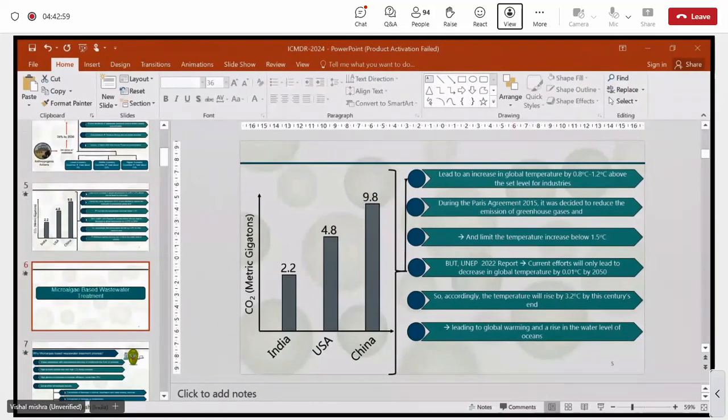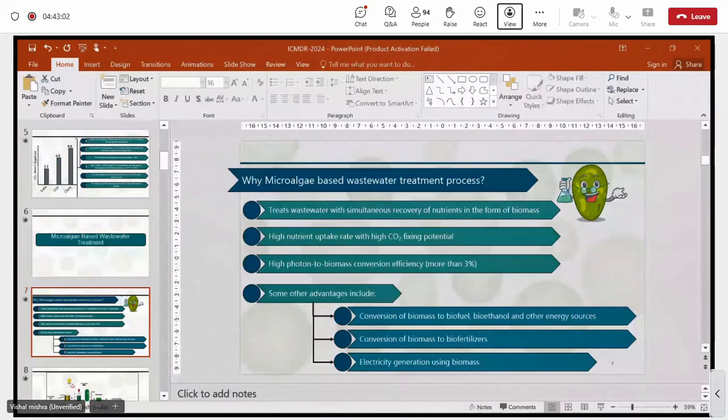So why did we test and decide to work on macroalgae? It treats the wastewater with simultaneous recovery of nutrients in the form of biomass, high nutrient uptake rate along with high CO2 fixing potential, and high photon to biomass conversion efficiency. More than 3% we obtained in the photobioreactor which we made in our lab. And it had only two assemblies. One, we used a submersible pump to propagate the oxygen inside the flask or the small reactor, and a few tube lights of different wavelengths.